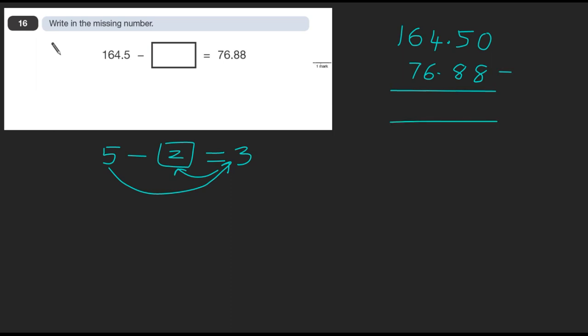So if you take away, 5 goes into 4 and this is 10. 10 take away 8 is 2, and this is 3, and this is 14. 14 take away 8 is 6, and the decimal point here, and this goes into 5 and 13. 13 take away 6 is 7, and 15 take away 7 is 8. So I'm just going to write the answer: 87.62. That is the correct answer, question number 16.